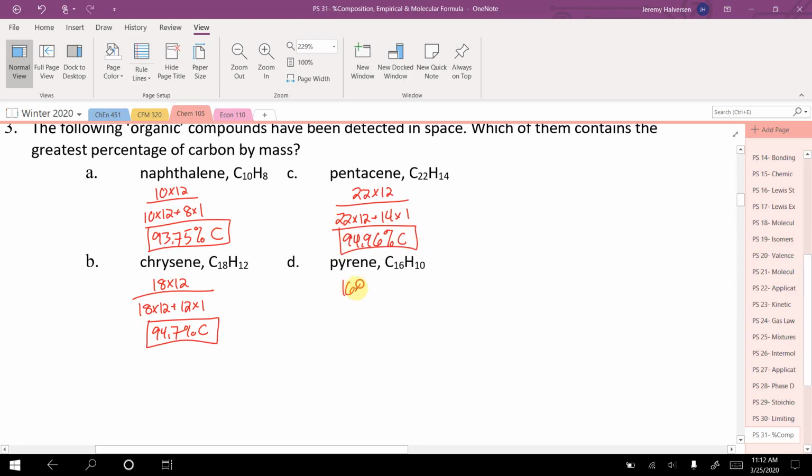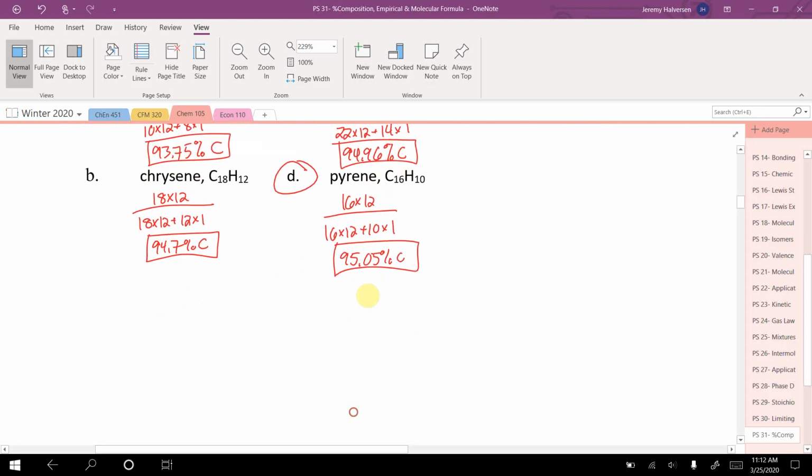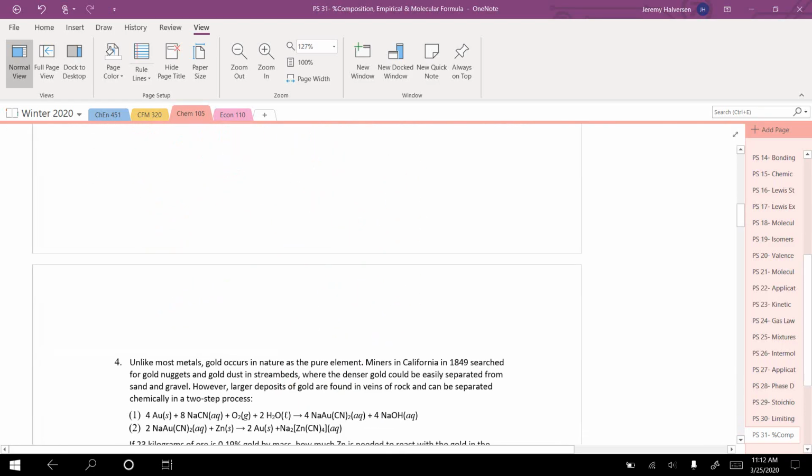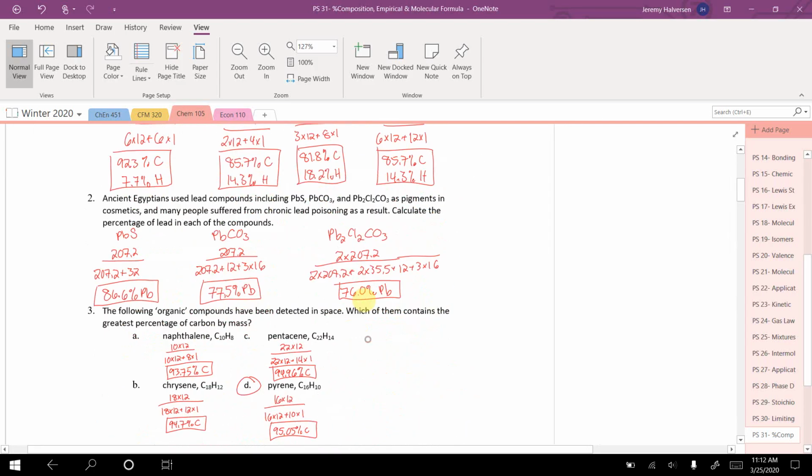And pyrene is 16 carbons divided by the total. And that gives me 95.05% carbon. So what has the highest? Pyrene has the greatest percent of carbon by mass. Okay, so that was a lot of practice calculating mass percents.